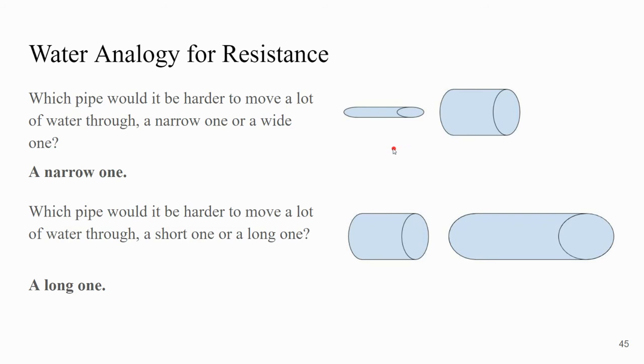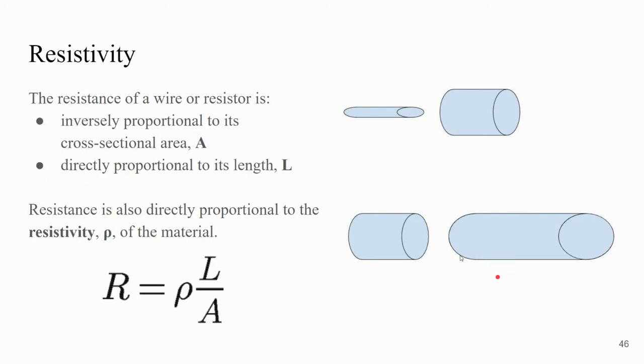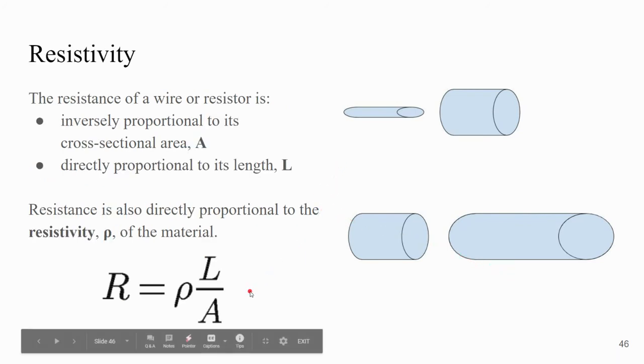So remember these 2 ideas. Small area makes it hard. Let me say it the other way. Big cross-sectional area makes it easy for water to flow. Long length of pipe makes it hard for water to flow. Right. That's what I meant to say. So yeah, that's what this formula is basically.